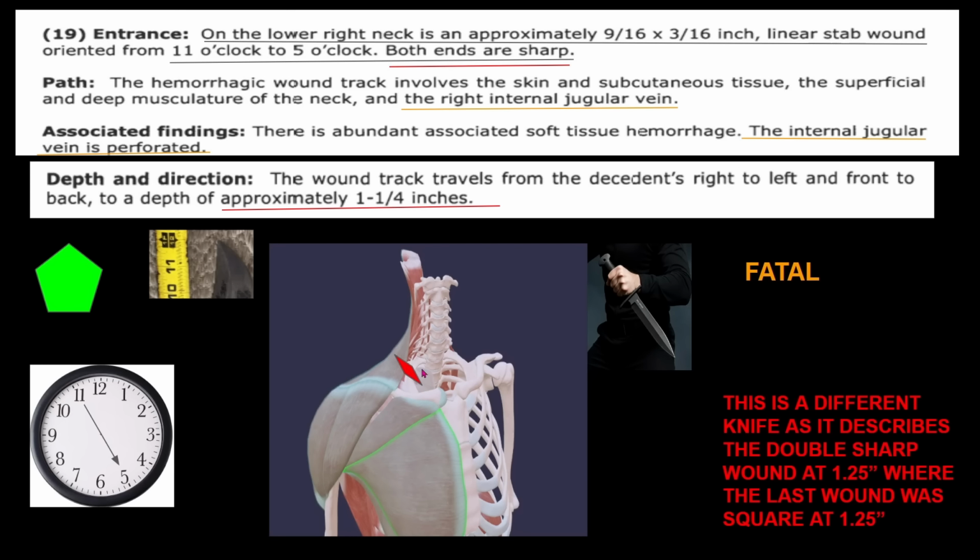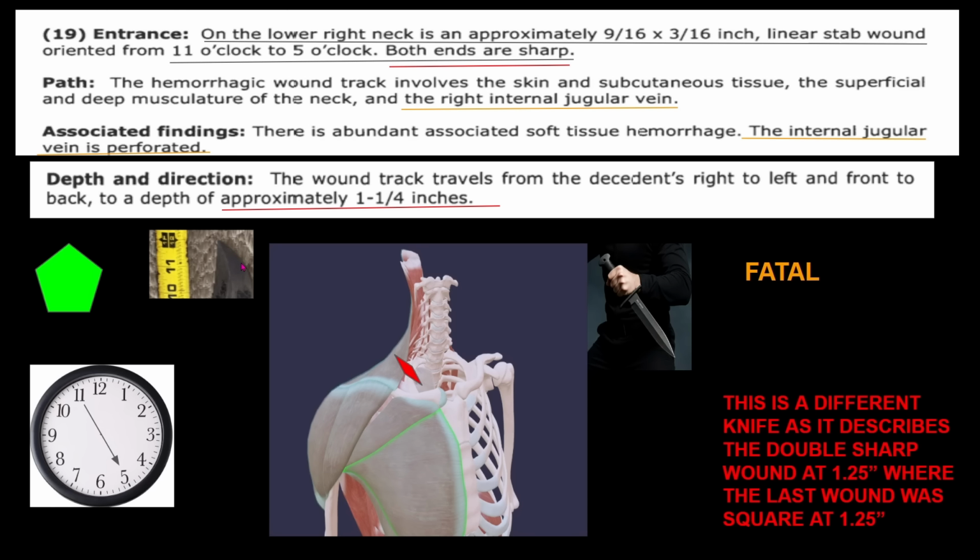Next one is on the neck right here. On the lower right neck is a 9/16 by 3/16 linear stab wound. This is another stab wound oriented from 11 o'clock to 5 o'clock. So you think 11 to 5 in this angle. Now this one's a little bit different. Both ends are sharp, and it's a depth of 1 1/4 inches. This indicates a different knife actually made this wound.